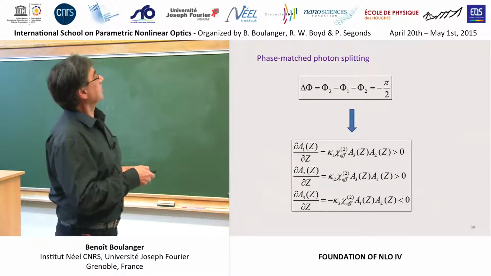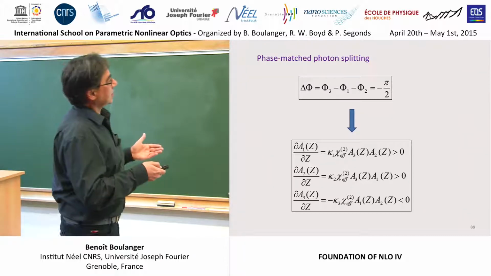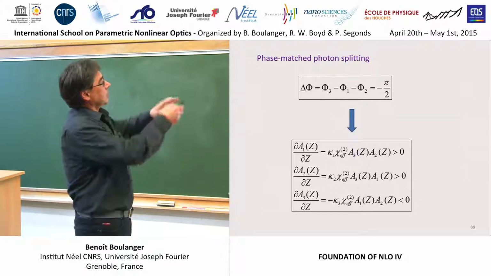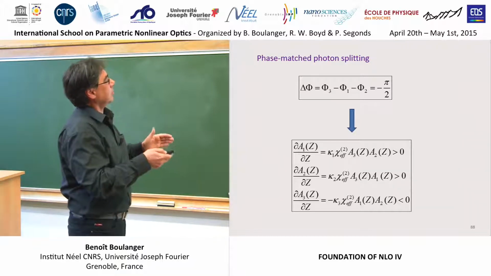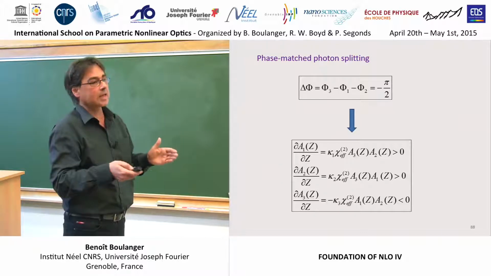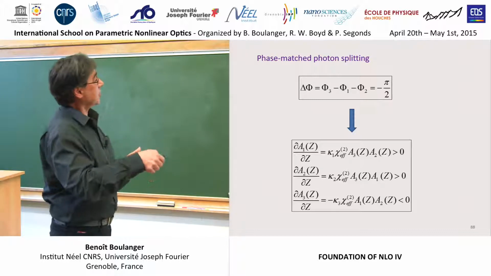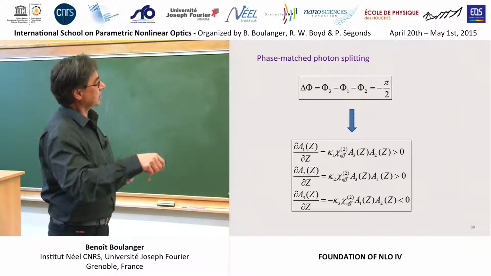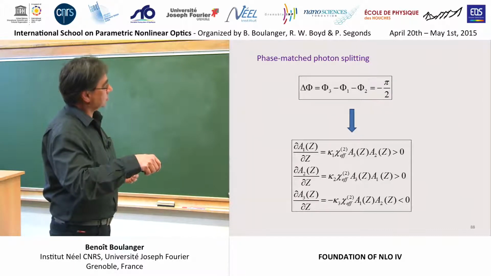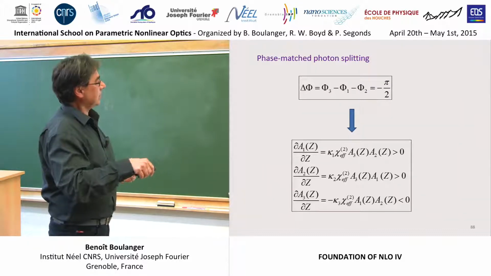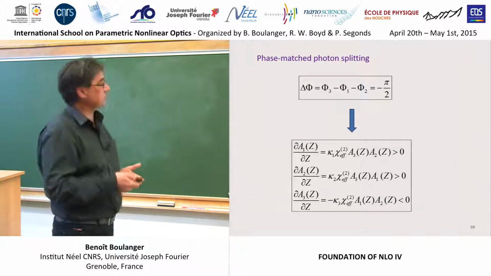Okay, so now let's move on to the photon splitting. Imagine that we don't know that it's photon splitting; we say, okay, what does correspond to delta phi equal minus pi over 2? In that case, you replace delta phi by minus pi over 2, and you see that dA1 over dz and dA2 over dz are positive, and dA3 over dz is negative. So it's exactly the case of photon splitting.